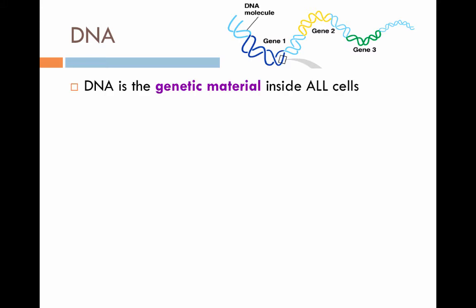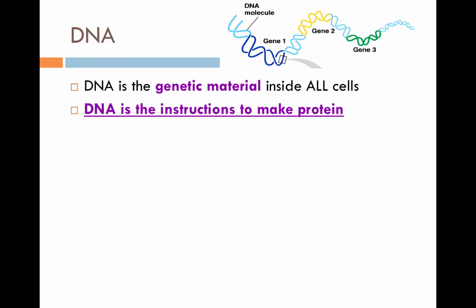DNA is the genetic material inside all of our cells. Do you remember from a few months ago when we talked about the things that were common in all of the cells? We said cytoplasm, cell membrane, ribosomes, and DNA. So what is the point of genetic information? DNA is the instructions to make proteins, and proteins are responsible for doing millions of things in our body, like building cells, defending our body against viruses, creating all of our traits.